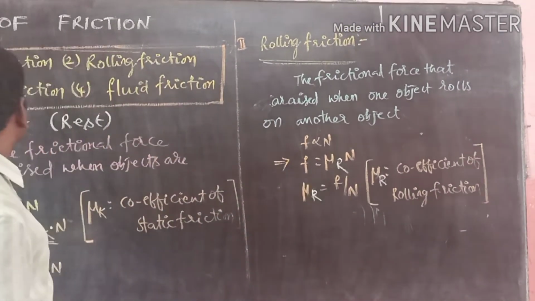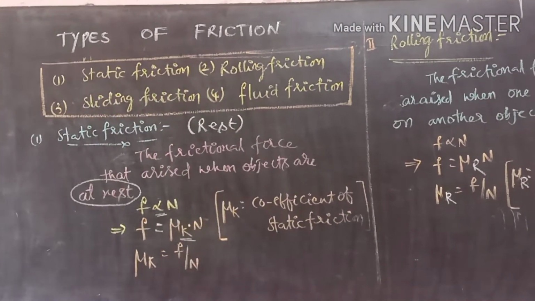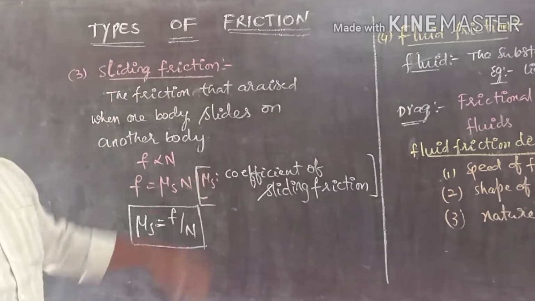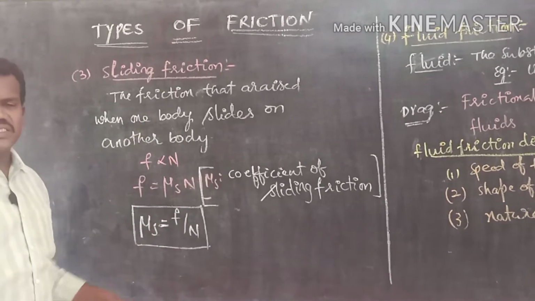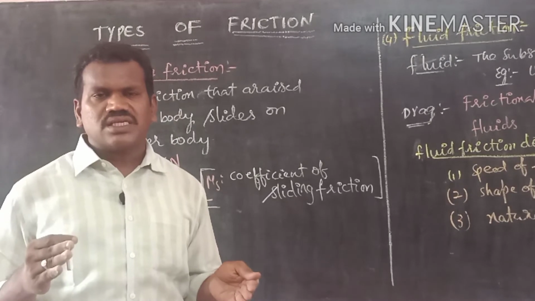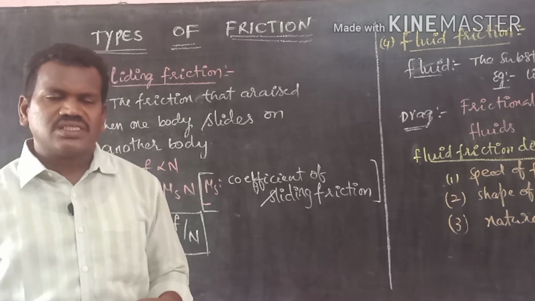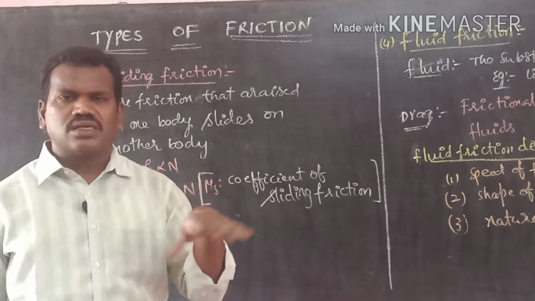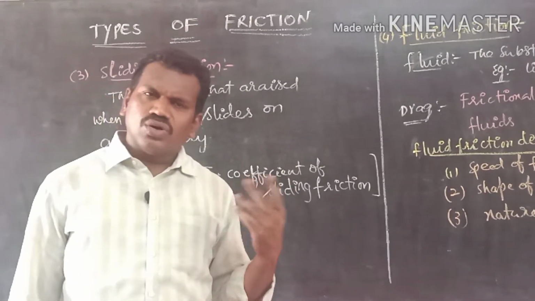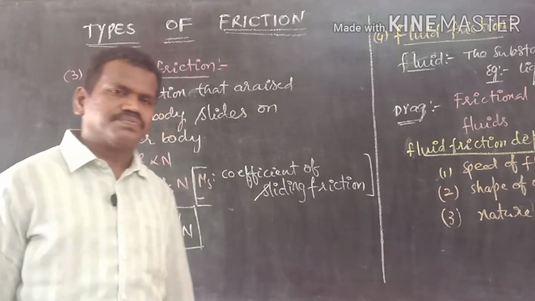Let us discuss the sliding friction as well as fluid friction. We already discussed static friction and rolling friction. Static friction is because the objects are at rest. Rolling friction is because the objects are rolling on each other. In rolling friction, both the objects may be in motion or one of the objects may be in motion.